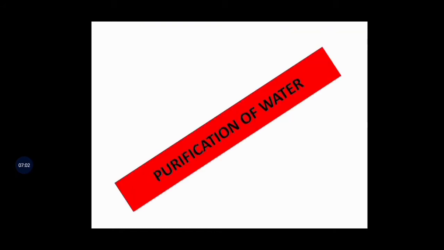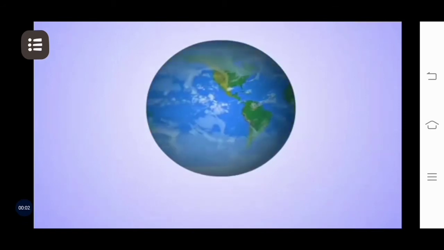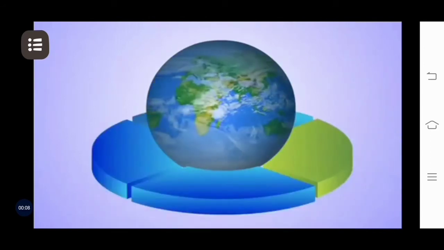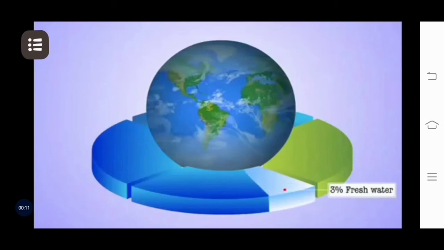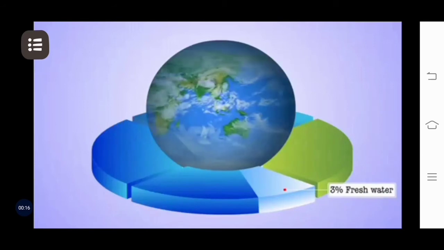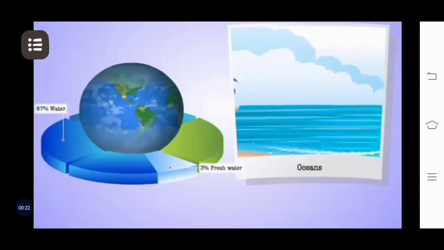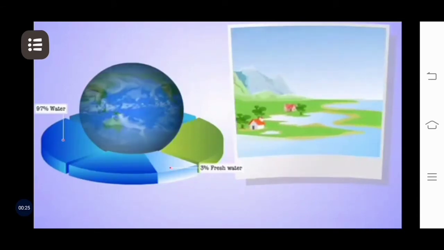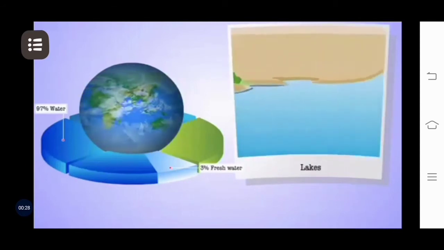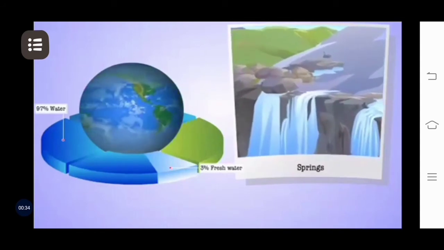Now we have to move on to the next topic, purification of water. Earth is a watery planet, yet water is a precious commodity. Can you guess why? This is because just 3% of all the water available on Earth is fresh water. The rest, 97%, is saline water of the oceans. Out of this 3%, the surface water of rivers, lakes, or springs forms an even smaller percentage.